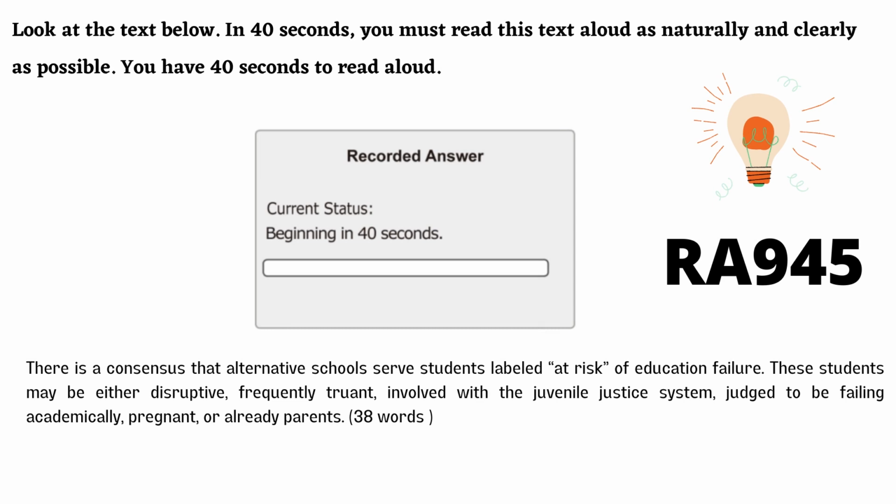There is a consensus that alternative schools serve students labeled at risk of education failure. These students may be either disruptive, frequently truant, involved with the juvenile justice system, judged to be failing academically, pregnant, or already parents.